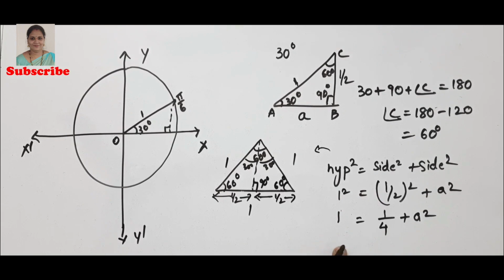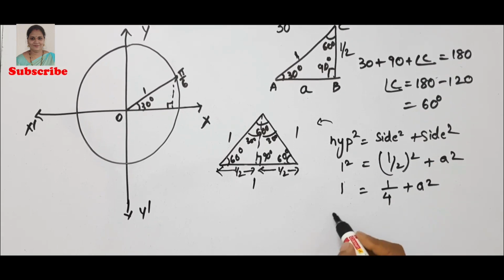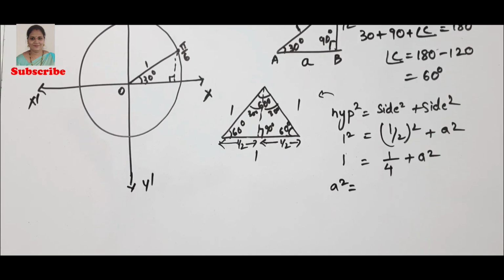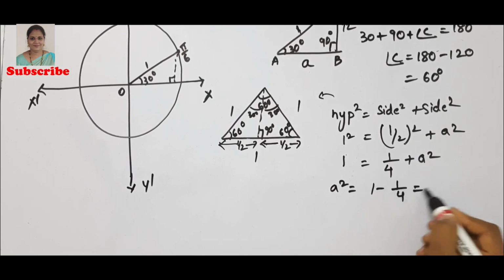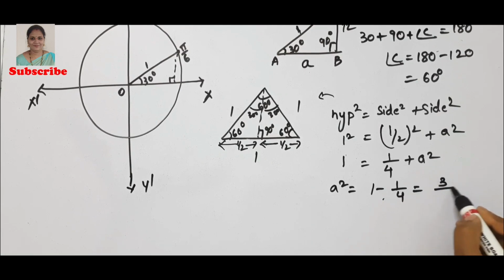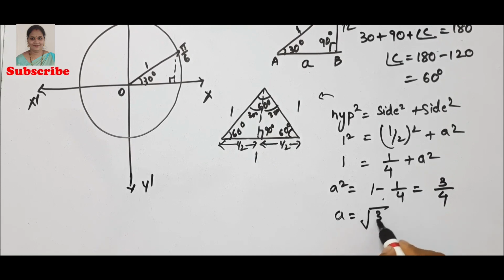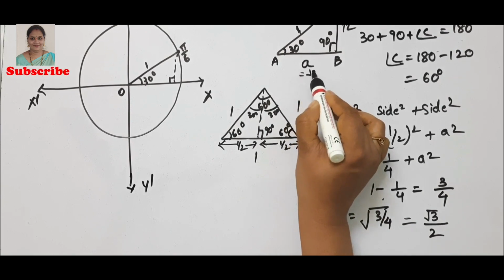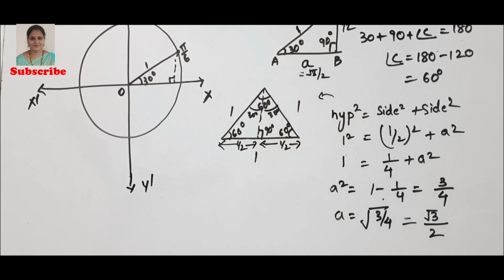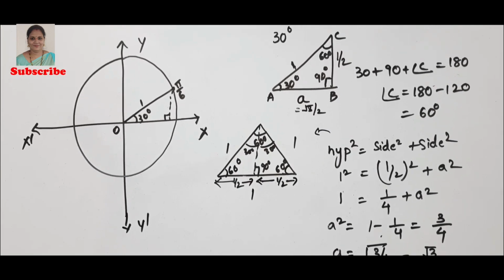Now bring this 1 by 4 to LHS. This becomes a square is equal to 1 minus 1 by 4, which is equal to 4 minus 1 by 4, that is 3 by 4. So a is equal to square root of 3 by 4. Square root of 3 is root 3, and square root of 4 is 2. So we got root 3 by 2. We got the a value as root 3 by 2. So the length of this side is root 3 by 2. We got all the lengths of this right angle triangle.